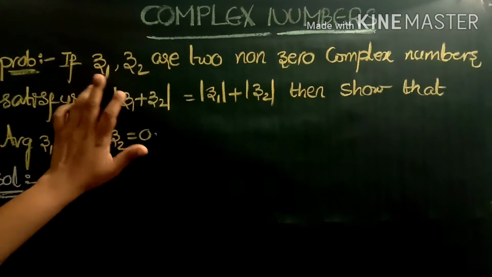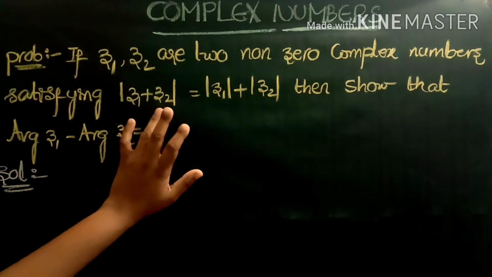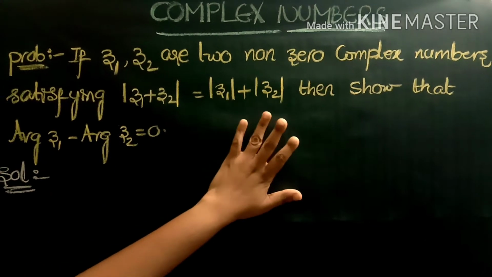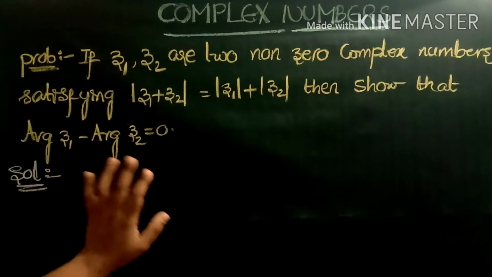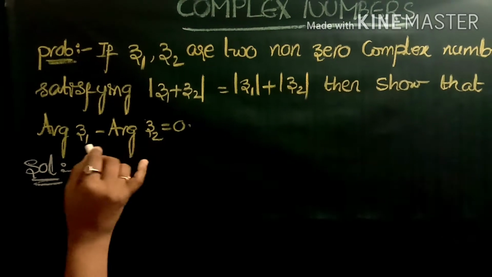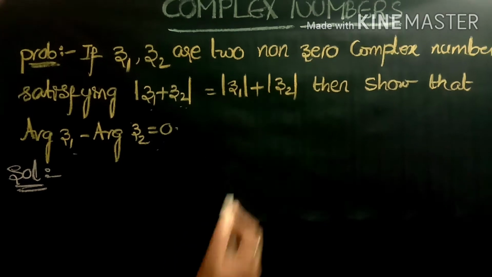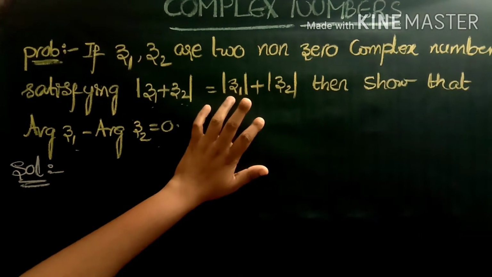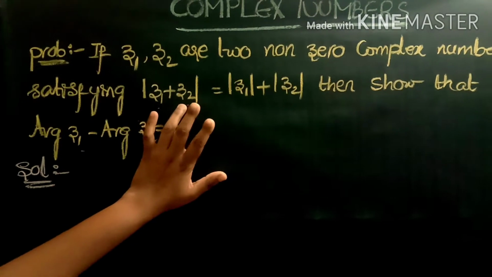Problem: if Z1, Z2 are two non-zero complex numbers satisfying the condition mod Z1 plus Z2 is equal to mod Z1 plus mod Z2, then show that arg Z1 minus arg Z2 is equal to 0. Now we want to show this result. The given condition is mod Z1 plus Z2 is equal to mod Z1 plus mod Z2. Here mod Z1 means the modulus of Z1, this is the modulus of Z2, and this is the modulus of Z1 plus Z2.